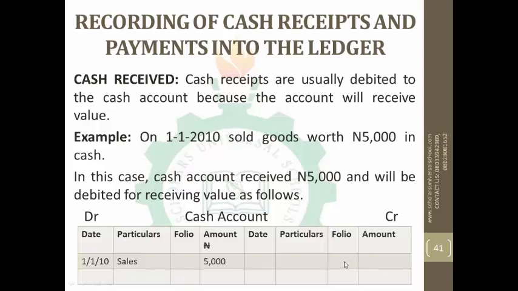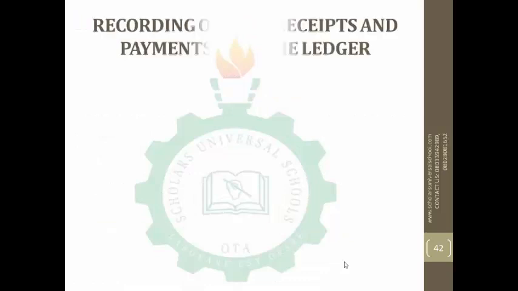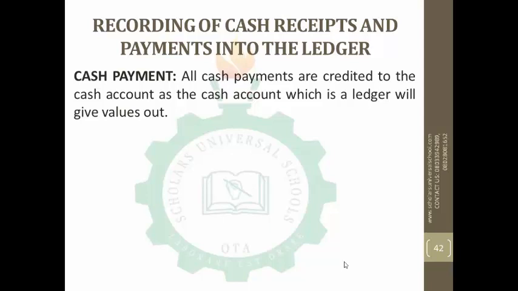Next. All right, so the next part is I'm showing you the payment side. Now we'll talk about cash payment. Cash payments, when you are paying cash, money is going out from you. I mean, you're giving out cash. Now all cash payments are credited to the cash account, as the cash account, which is a ledger, will give values out. It will give values out.